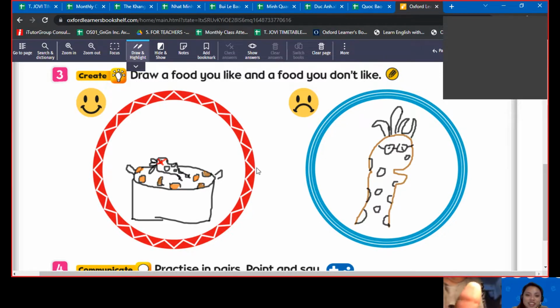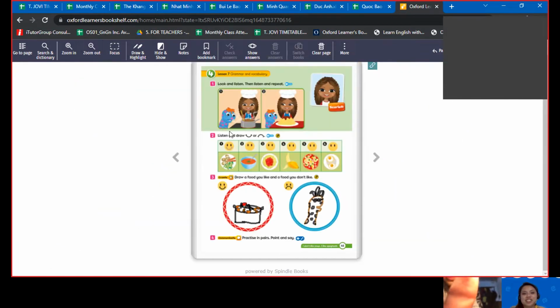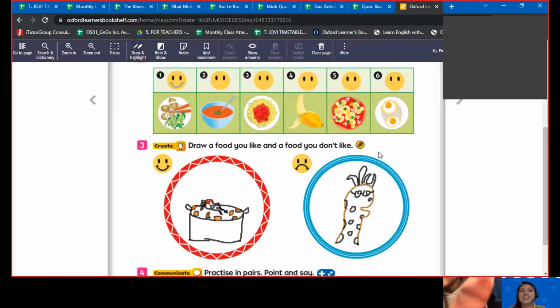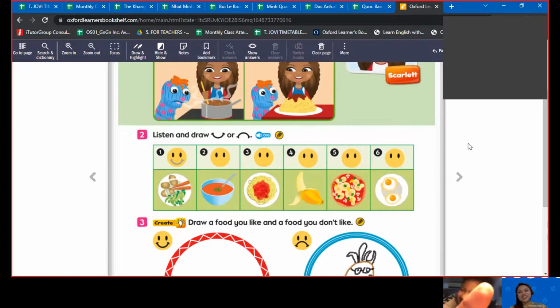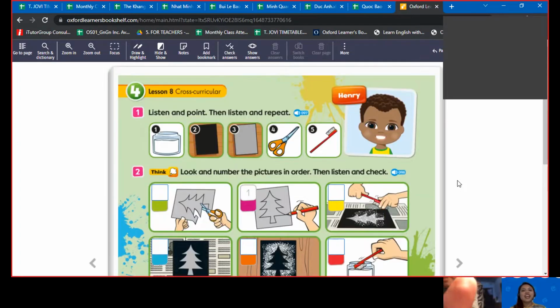Okay. So we have X here and this one. Okay. All right. So sorry. So Khang, I can't draw Mr. Pikachu, but I can draw Mr. Sock. Look at Mr. Sock. Okay, so there you go. Now this time, it's our cross-curricular part. This is our lesson 8. Are you ready?